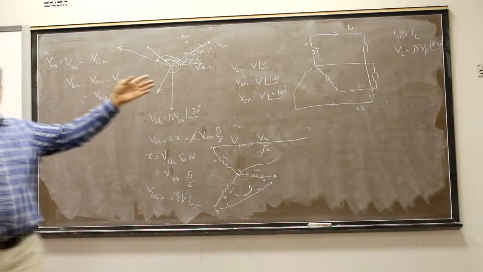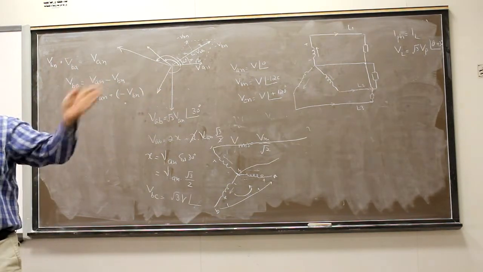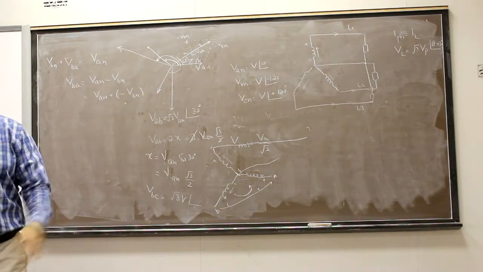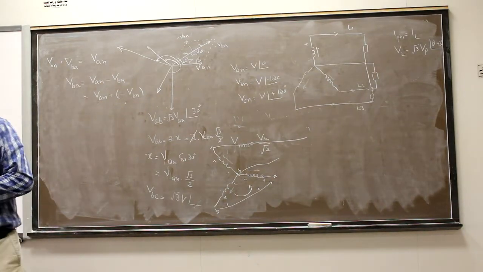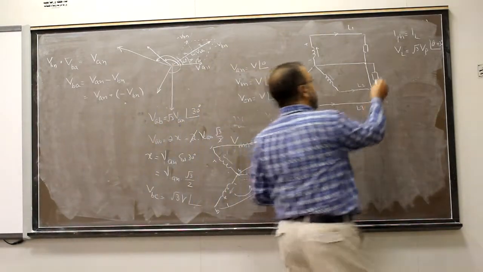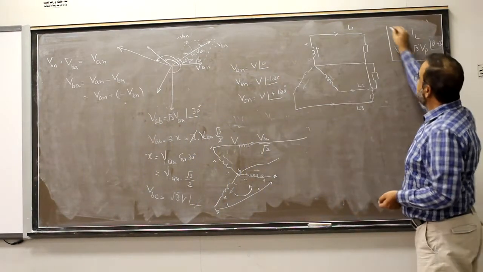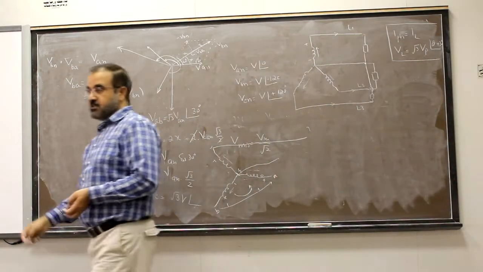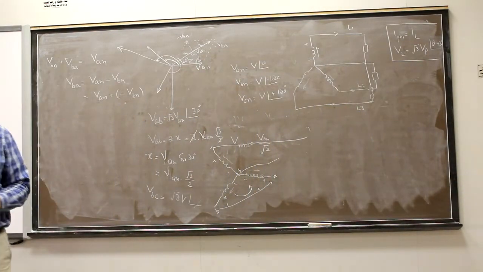For phase A, it will be 0. For phase B, it will be 120, either plus or minus. For phase C, again, it will depend on the phase. So these two equations are for Y connections. Now come, there is one more thing in this Y connection.